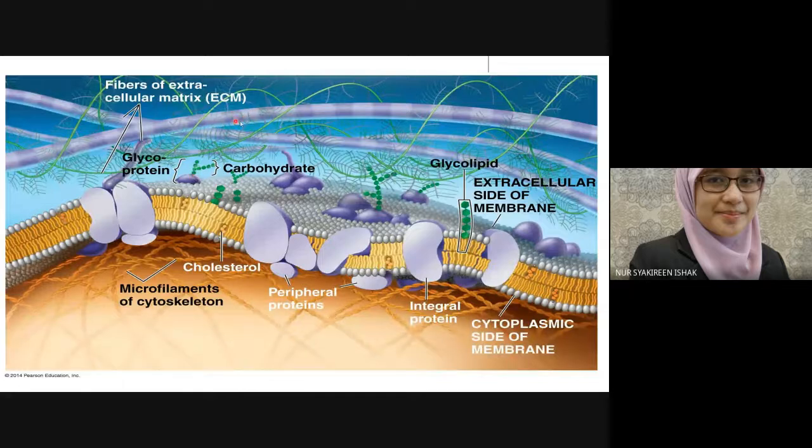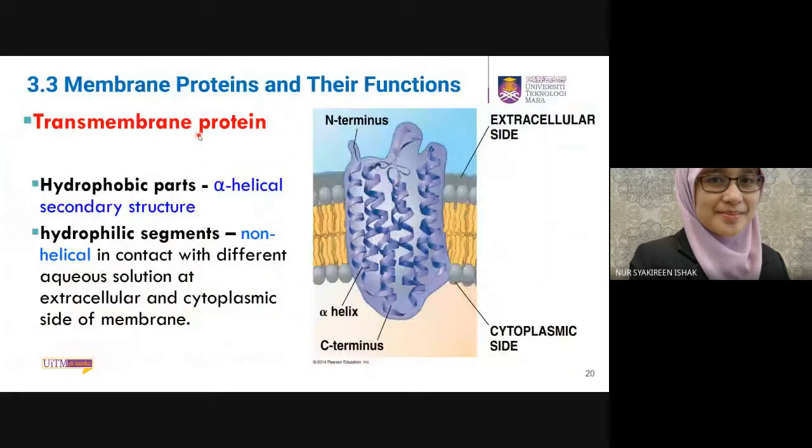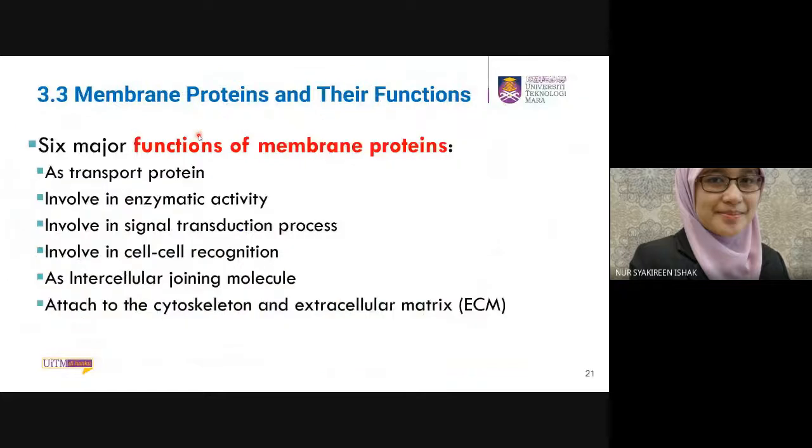Okay, so by having this glycoprotein, it can function to identify, okay, this is a cell of type 1. Okay, so this is a cell of this tissue. So that is for cell recognition, to identify or to serve as a cell marker.